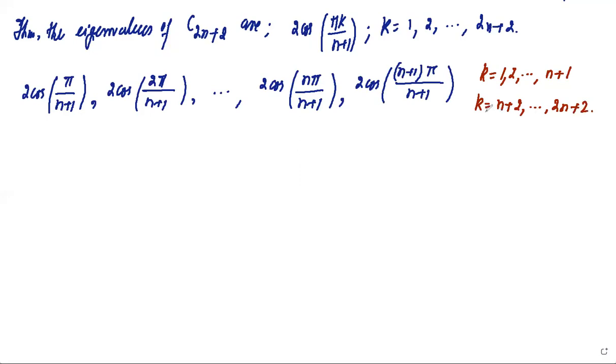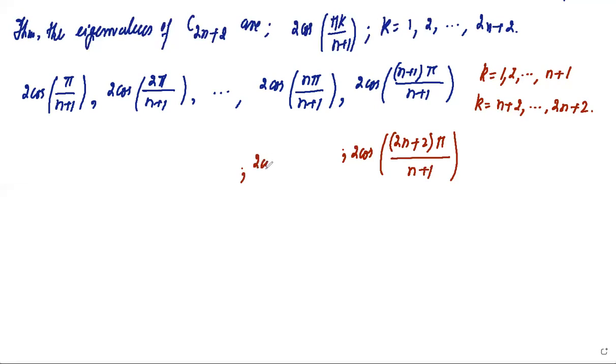But for the remaining values of k, we will make the list in reverse order. So first we substitute the value 2n+2 and write it here. For k equal to 2n+2, we get 2 cos((2n+2)π/(n+1)). This is the eigenvalue obtained for k equal to 2n+2. Now for k equal to n+2, we will write the corresponding eigenvalue here.